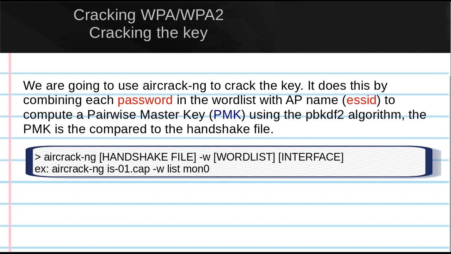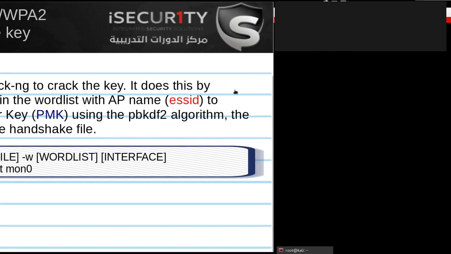So again, Aircrack-ng is going to go through the list. It's going to combine each password in the list with the name of the target access point to create a PMK. The PMK is compared with the handshake. If the PMK is valid, then that password is the password for the target access point. If it's not, then it's just going to try the next password. All this is going to be done using Aircrack-ng. Let's see how we do it.